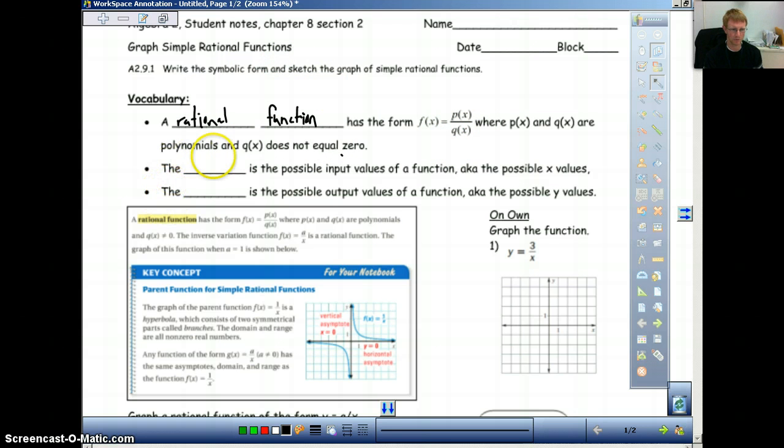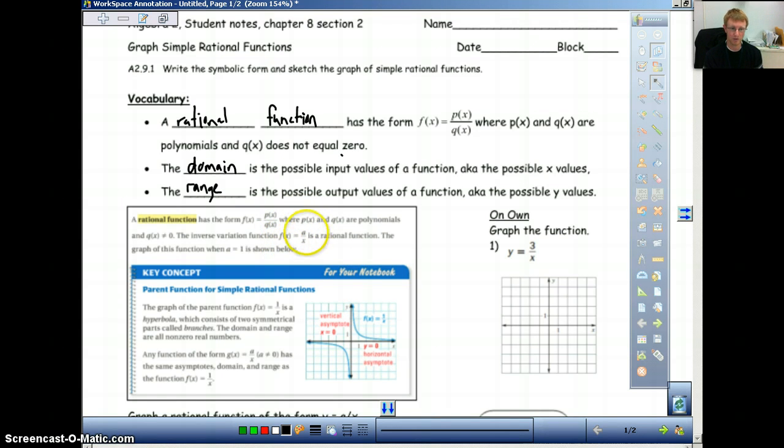The next 2 vocabulary are things that you're familiar with. The domain is the possible input values of a function, also known as the possible x values. And the range is the possible output values of a function, also known as the y values. So just getting right into it, we're going to start with the parent function. A parent function for rational functions is kind of like the inverse variation, what we did yesterday, and that's f of x equals a over x, where a is just a number.